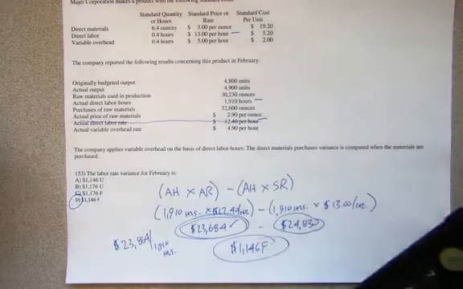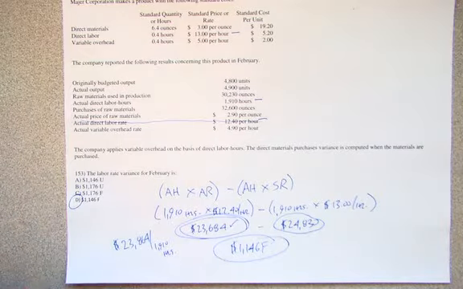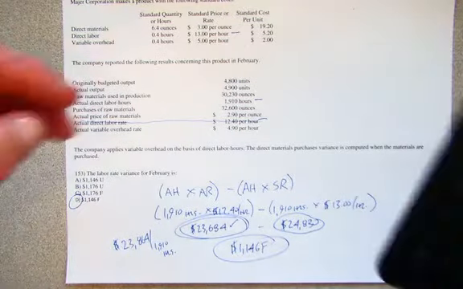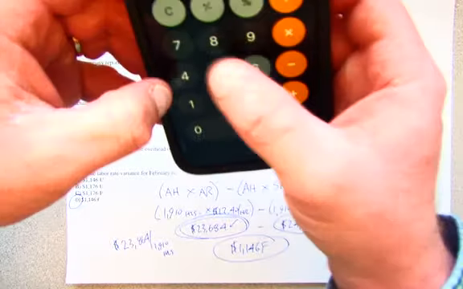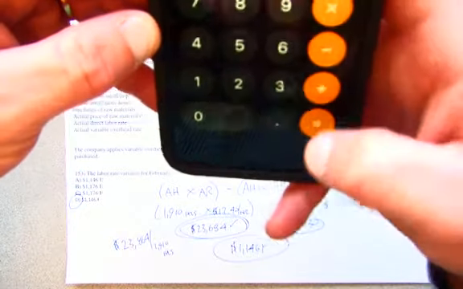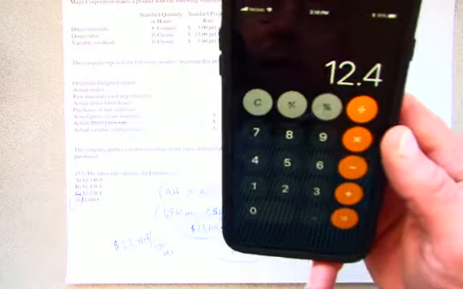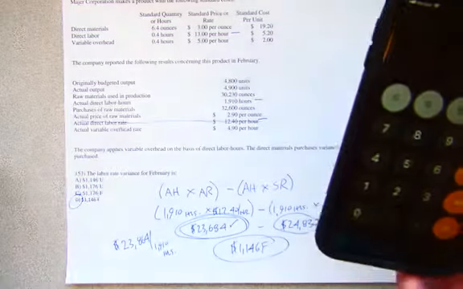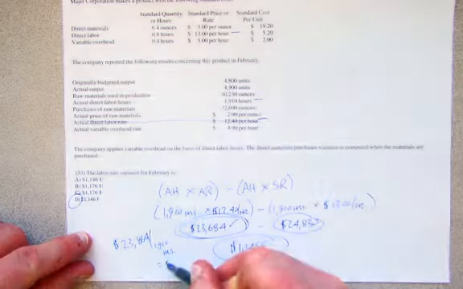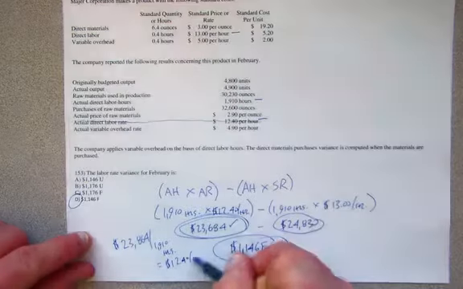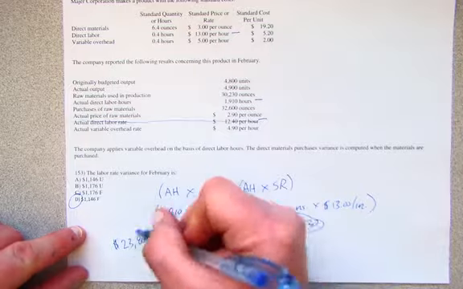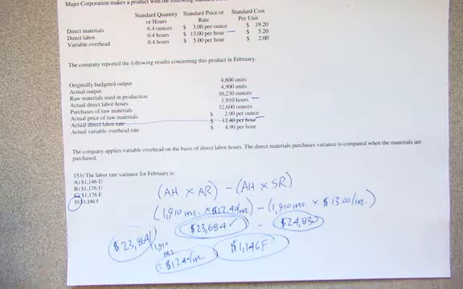Did I make a mistake? Let's see if I did make a mistake here. I don't think I did. 23,864 divided by 1,910. No, that's correct. $12.49 per hour. So certainly you should be prepared to do that. If you needed to look at a labor rate and it's not given to you, then you're going to need to calculate it using a formula like this. In this case, we're starting with total and we're going to the rate. And that's the labor efficiency and the labor rate variance.